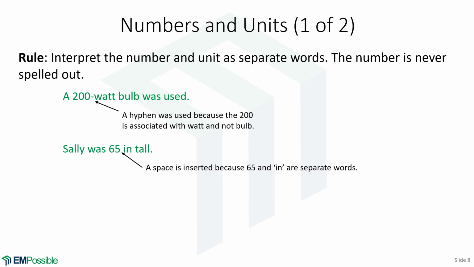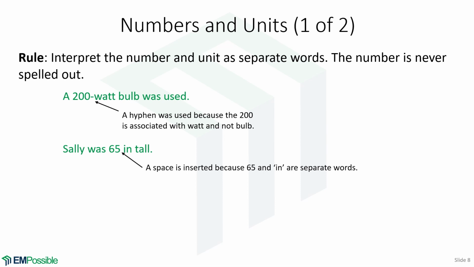Now, sometimes there is a hyphen. I have two examples here. A 200-watt bulb was used. In this case, both 200 and watt are sort of adjectives that describe this bulb, but the 200 is actually applied to the watt, not the bulb, so it gets a hyphen here, just as you would do with actual adjectives that weren't numbers.